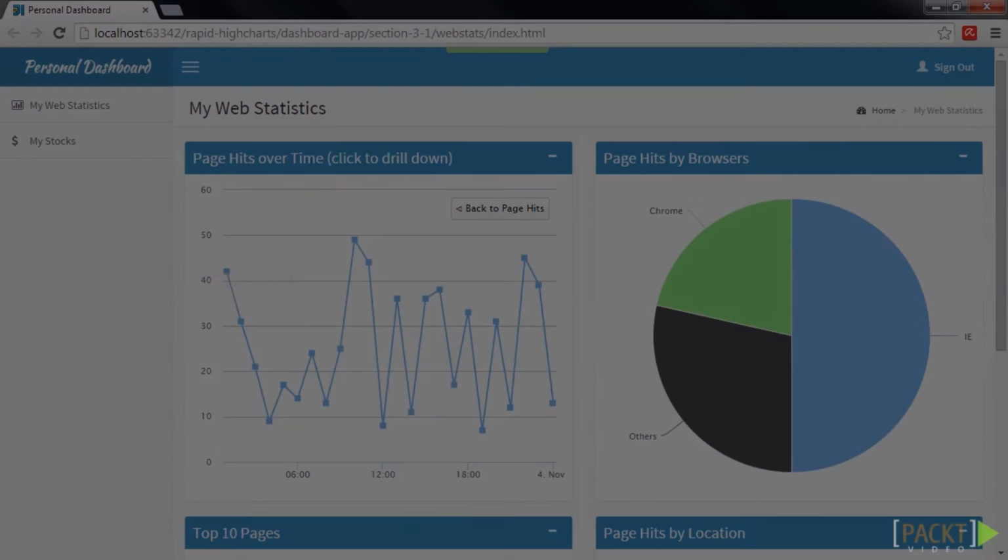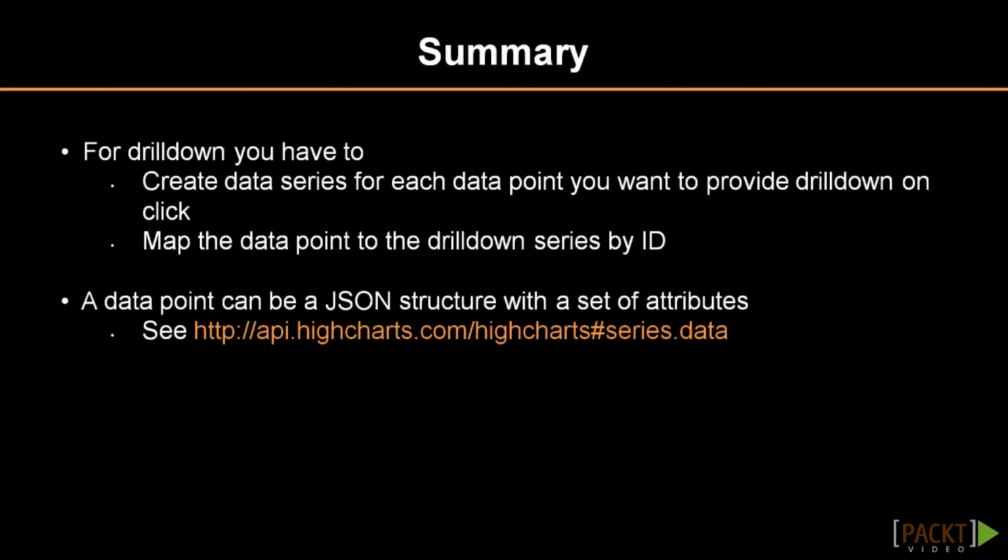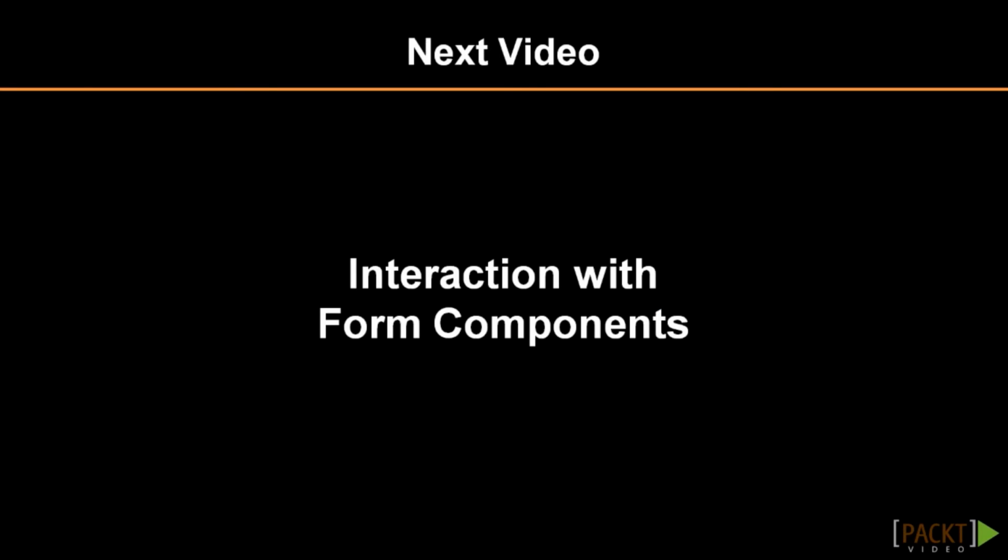Let's review this video. To create a drill down chart, you have to create a data series for each of the points that should have a drill down functionality and connect the points to the series by ID. Also, we learned that data points can be more than just numbers, but instead they can contain a whole JSON structure with several attributes. We only use the attributes called drill down and Y here. Have a look at the API documentation to see what else you can configure for each point. In the next video, we're going to teach our charts to interact with form input components.